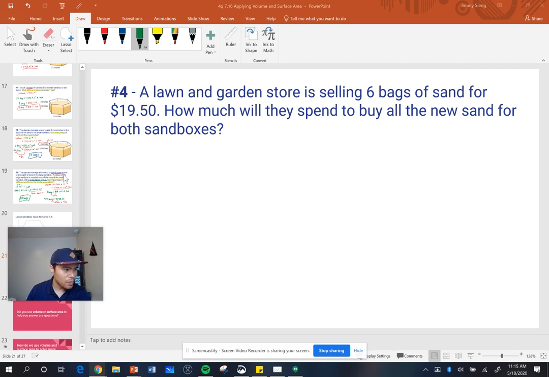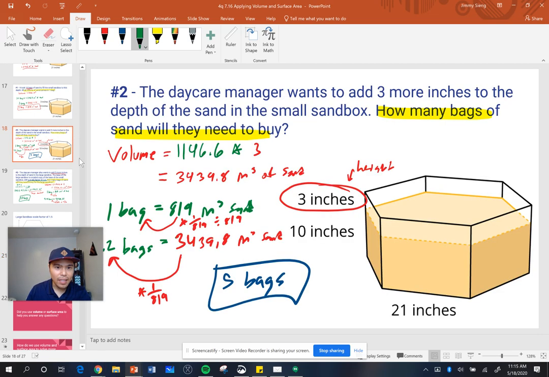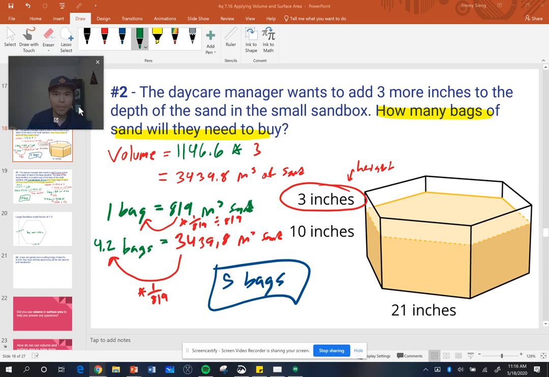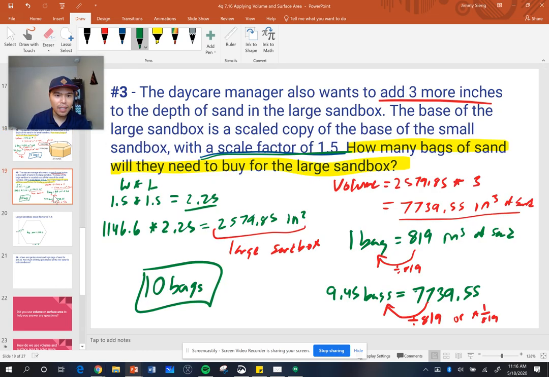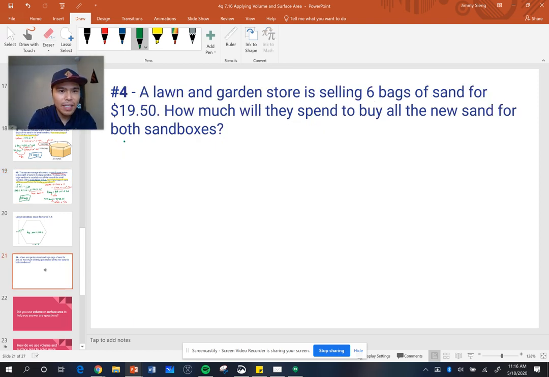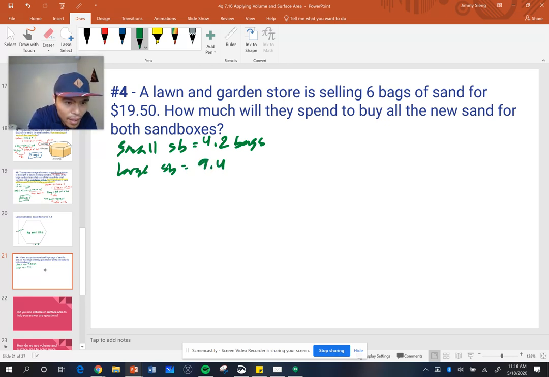When we looked at these situations, we saw that we needed 4.2 bags for the sandbox, and we needed 9.45 bags. So let me set this up. For the small sandbox, call it SB, we needed 4.2 bags. For the large SB, we needed 9.45 bags. So I'm trying to buy bags for all of them now, right?